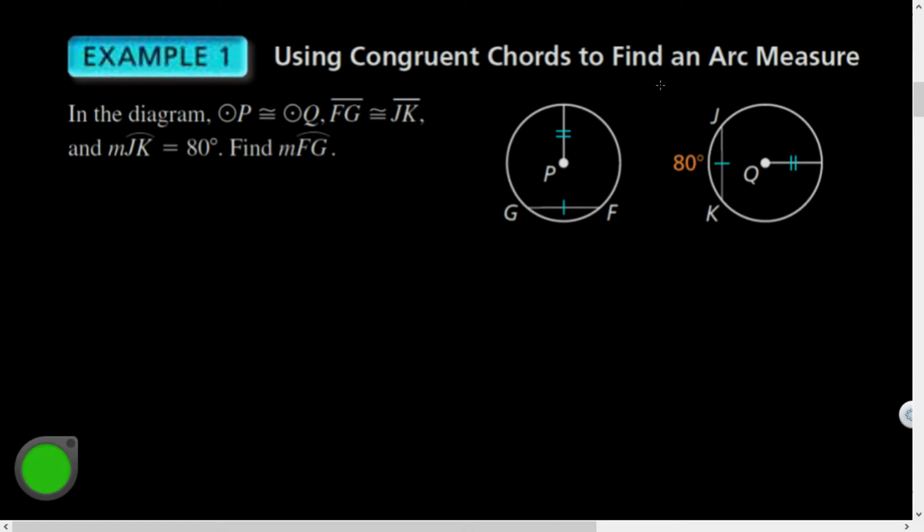In the diagram, circle P is congruent to circle Q, FG is congruent to JK, and the measure of arc JK is 80 degrees. Find the measure of arc FG. 80 degrees. Done.